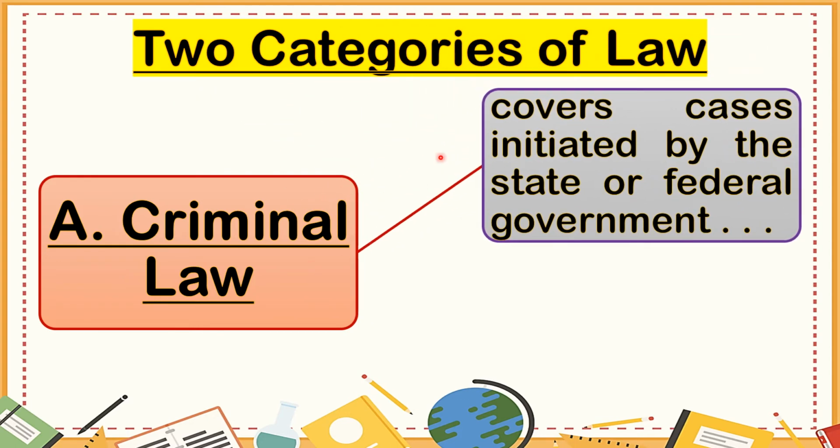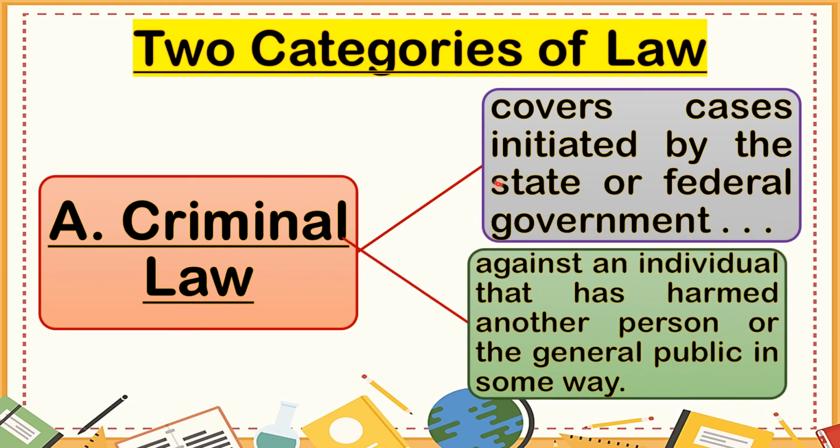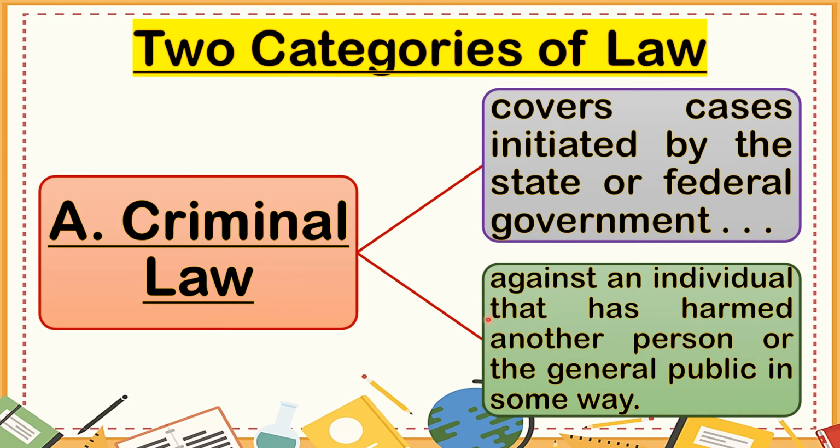So here, criminal law covers cases initiated by the state or federal government against an individual that has harmed another person or the general public in some way. So criminal law, class, it means the government versus the person that had harmed another person or the general public. And of course, if you do this and you are proven guilty, then you will be punished either by staying in prison or jail, or you will be fined, or it can be both.